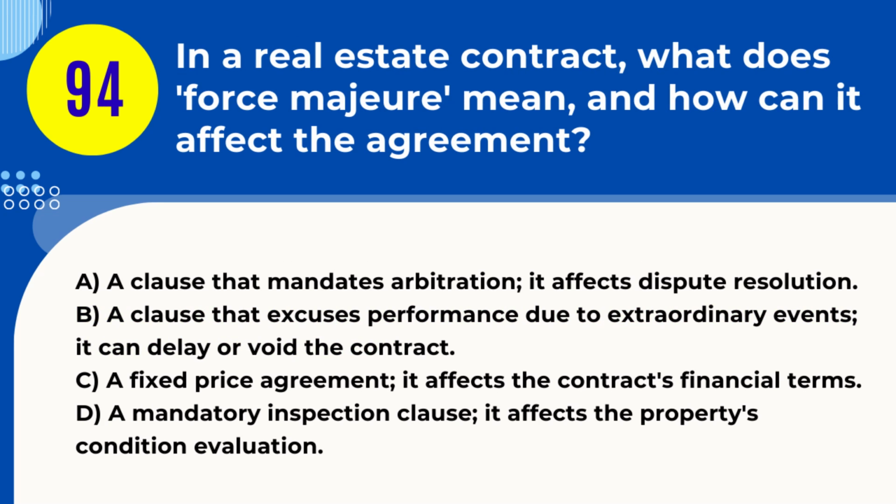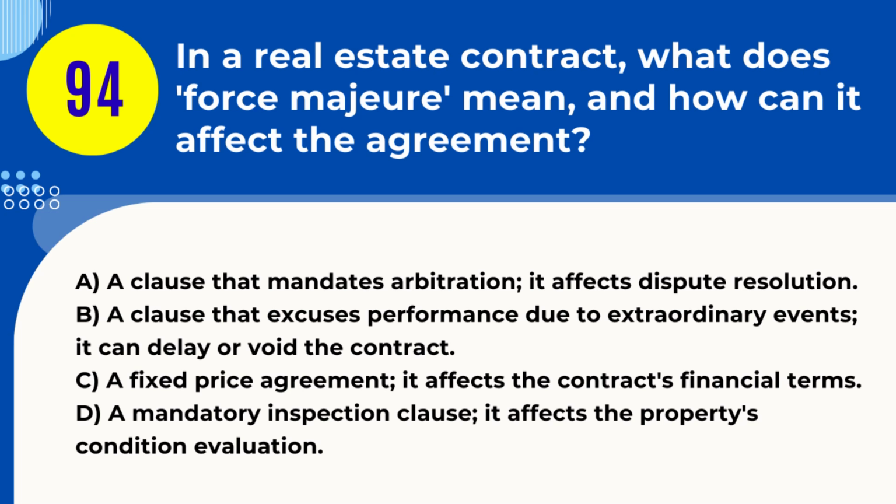Question 94. In a real estate contract, what does force majeure mean, and how can it affect the agreement? A. A clause that mandates arbitration. It affects dispute resolution. B. A clause that excuses performance due to extraordinary events. It can delay or void the contract.